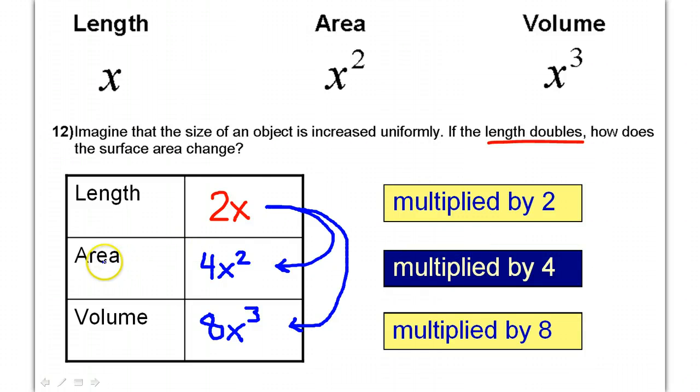Right. The one that pertains to area. That's why I marked it in blue, because that's the one that's the actual answer to the question. So what happened to the surface area? It's multiplied by 4. And that's what you would write down as your answer. You would say multiplied by 4.